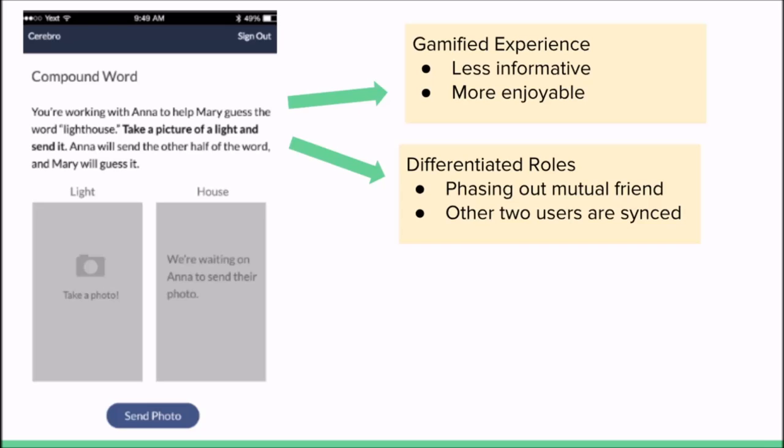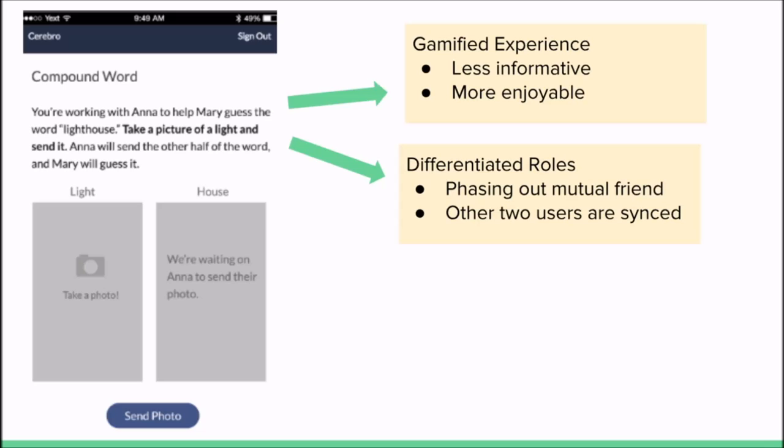This experience differs from the previous one though by being gamified. This experience is less informative, but because it's gamified, we think that it's more enjoyable. So you can have a positive experience, like positive valence throughout the experience, and maybe this positive valence would contribute to you having higher affinity or liking the other person who is participating in the experience with you more.